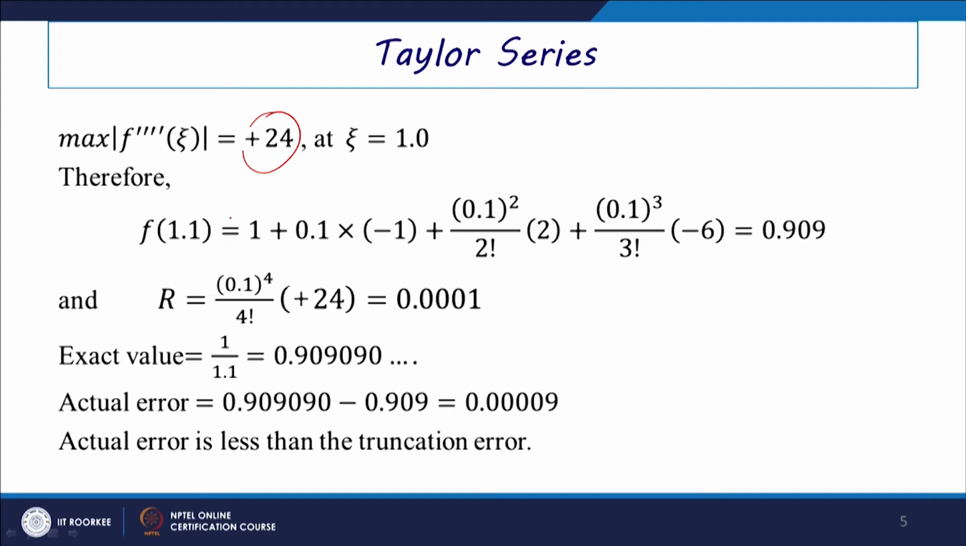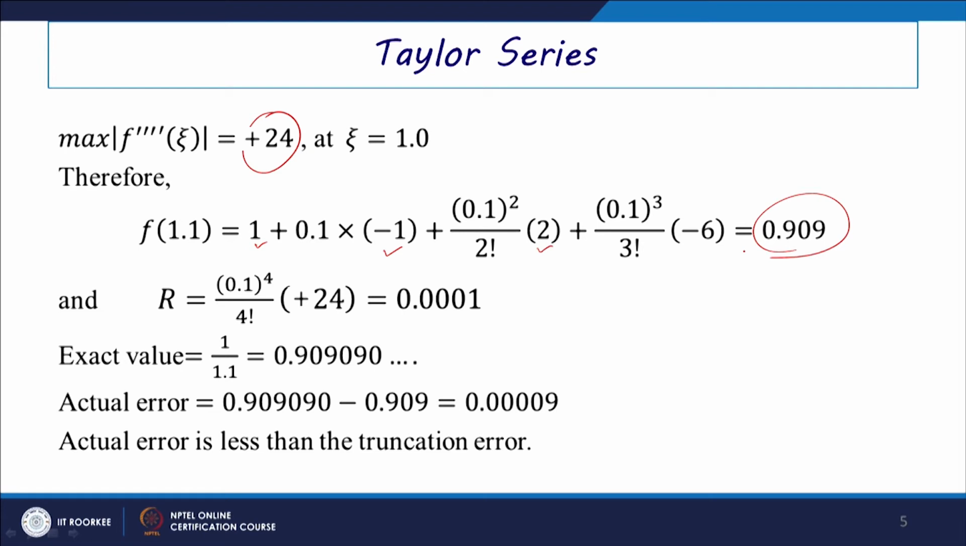Therefore, f of 1.1 can be expressed as 1 plus, if we are expressing f of x plus h, that is nothing but f of x, that is nothing but 1 here, then h f dash of x, that is nothing but minus 1 here, then h square by 2 factorial and f double dash of x here, that is nothing but 2 here. So if you put all these values here, then we can obtain the final result as 0.909 here.